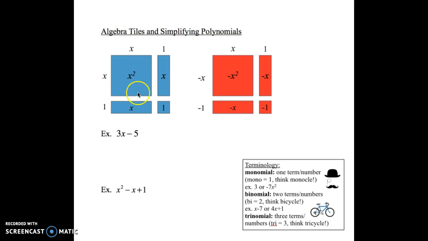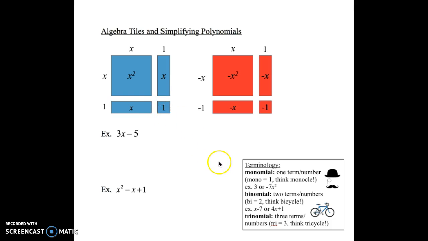So the large square is the x squared tile, and it would be a square with side lengths x and x. So x times x gives its area of x squared. The rectangle has the same length as the x squared, but it has a width of 1, and so its area is just x. And then the small square is just 1 by 1, and so it represents 1.